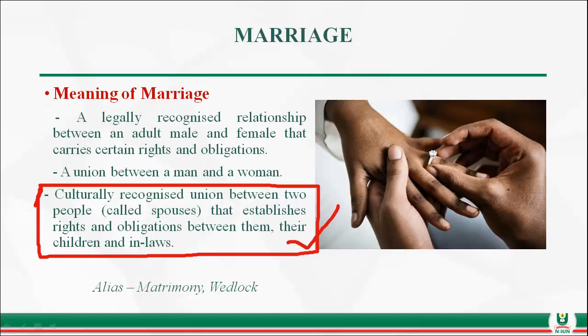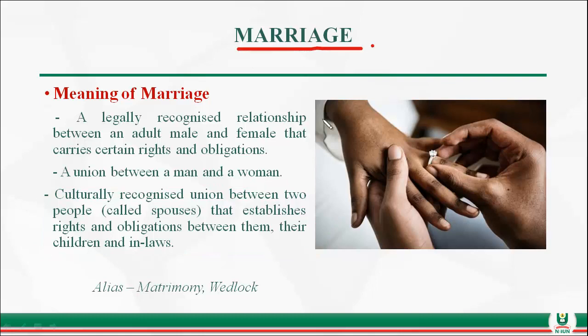So the term marriage can also be called matrimony or wedlock. You can use any of these terms in place of marriage. In case you are asked to provide a synonym or another word for marriage, you can use any of these. That is why you often hear people say he got that child out of wedlock. That's out of marriage. So I am sure you've gotten the meaning of marriage.